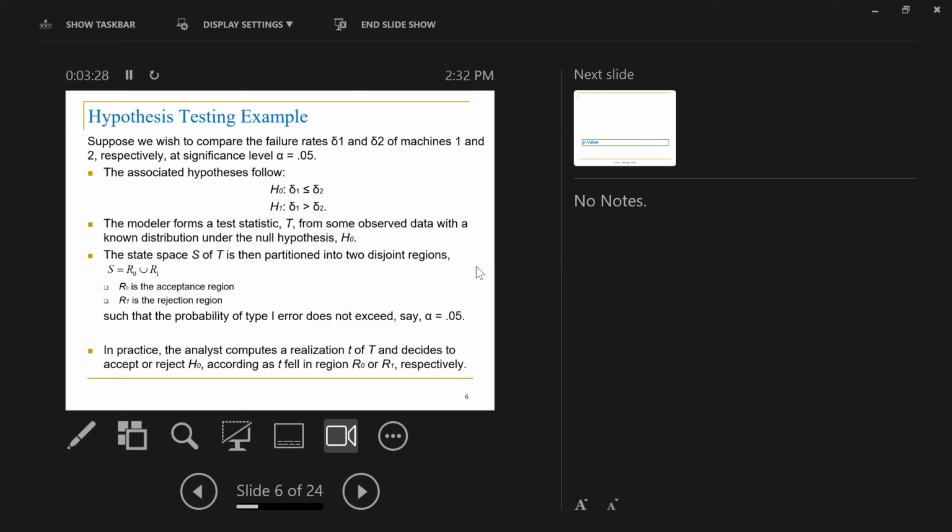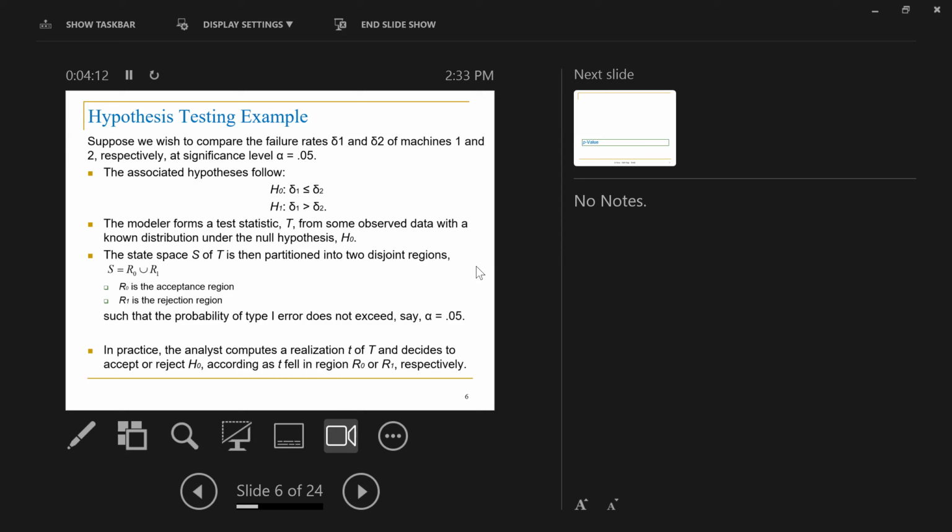The modeler forms a test statistic T from some observed data with a known distribution under the null hypothesis. The state space S of T is then partitioned into two disjoint regions, right? So we typically have a curve. We're going to mark the area in which we have a rejection region. That state space is basically the union of the acceptance, or do not reject, region R0 and R1, which is the rejection region, such that the probability of type 1 error does not exceed this significance level.